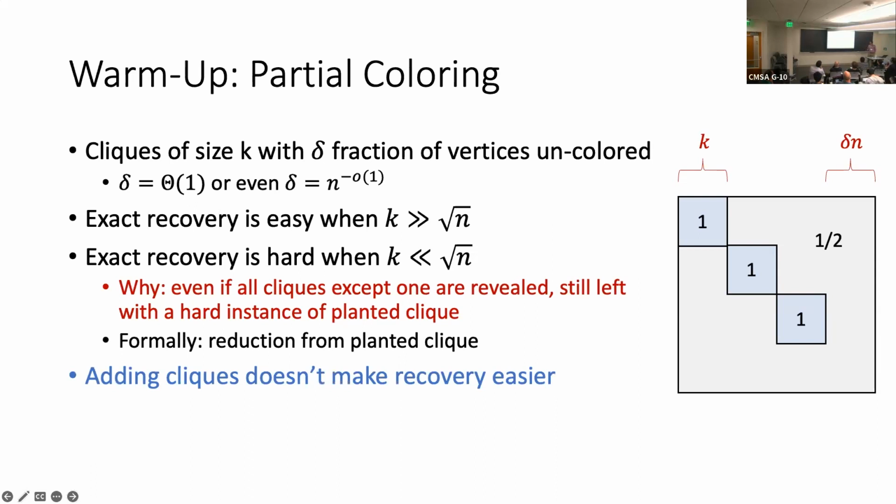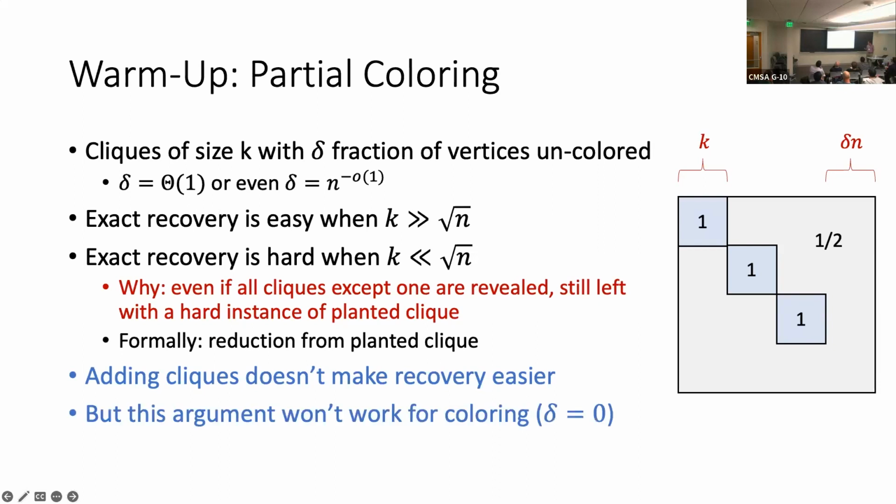In other words, we saw earlier that adding more cliques makes the detection question easier, but here we're showing that adding more cliques doesn't make recovery any easier. You still need each of the cliques to have size root n, or else you're in trouble. But of course, here it was quite crucial that some fraction of nodes were not participating in any cliques. So this doesn't really address the true coloring problem that I originally set out to attack.